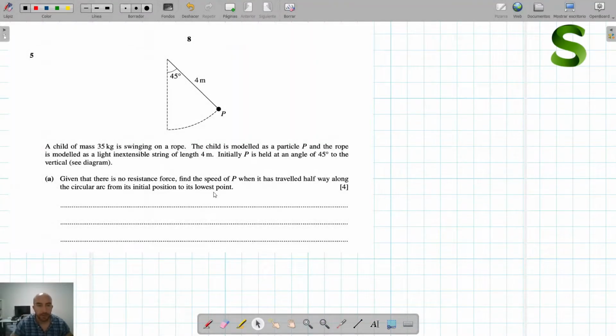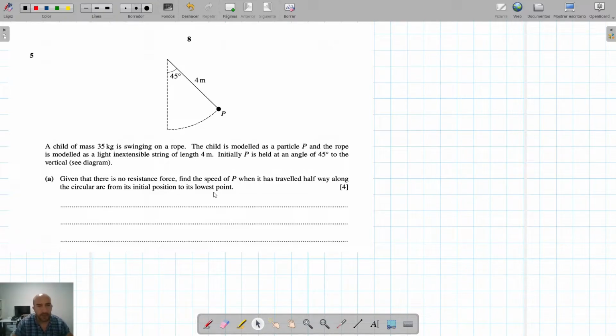Hello, so today we're going to solve this exercise from A-Level Maths code 9709, Cambridge, May-June 2020, paper 41, exercise 5.